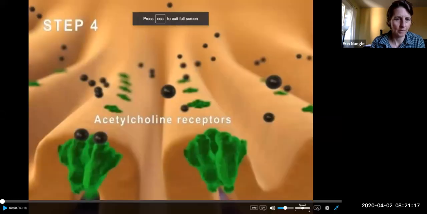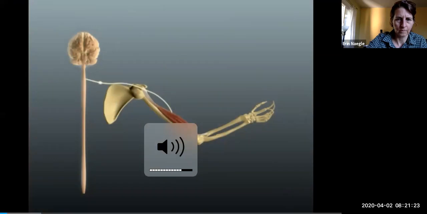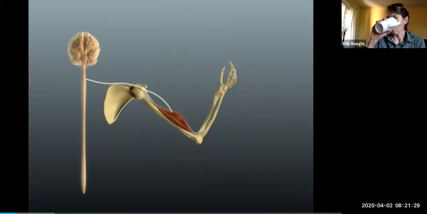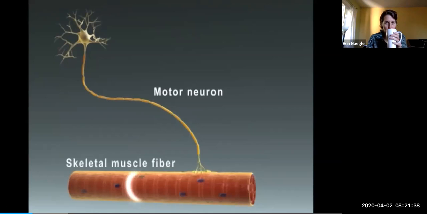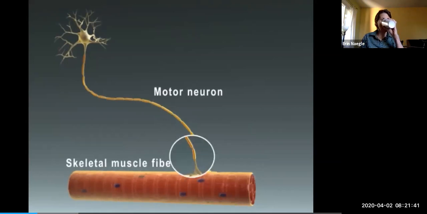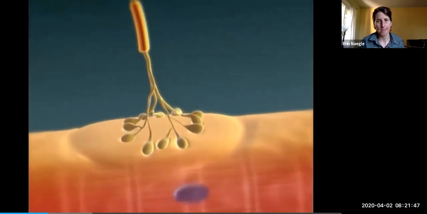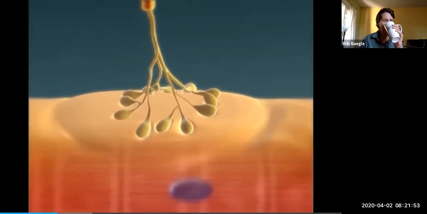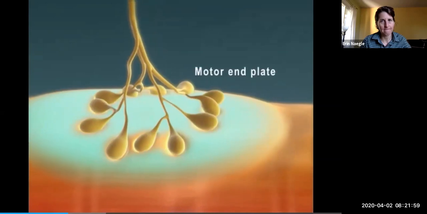Without further ado, events at the neuromuscular junction. Nerve impulses, also known as action potentials, travel from the brain or spinal cord to trigger the contraction of skeletal muscles. An action potential propagates down a motor neuron to a skeletal muscle fiber. The site where a motor neuron excites a skeletal muscle fiber is called the neuromuscular junction. This junction is a chemical synapse consisting of the points of contact between the axon terminals of a motor neuron and the motor end plate of a skeletal muscle fiber.